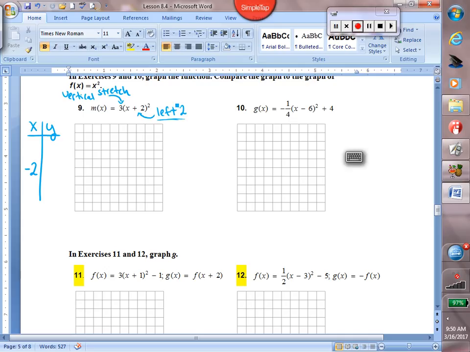Since our graph is not moved up or down at all, my vertex will stay at 0 for the y. Now I want to pick some values for x that are close to -2. -3 would work, and -1 would also work very well. Let's substitute those values in for x, talk our way through the computation. Let's start with -3.